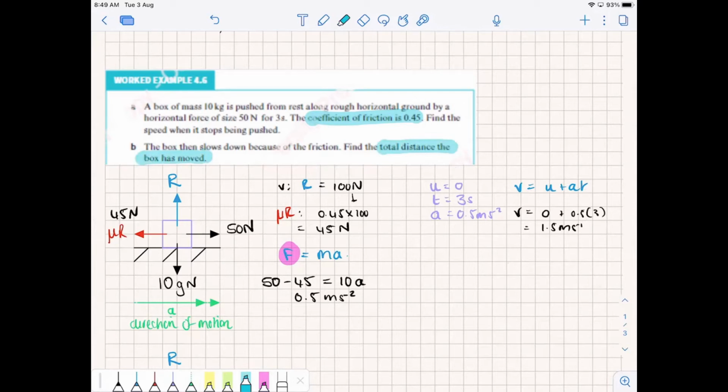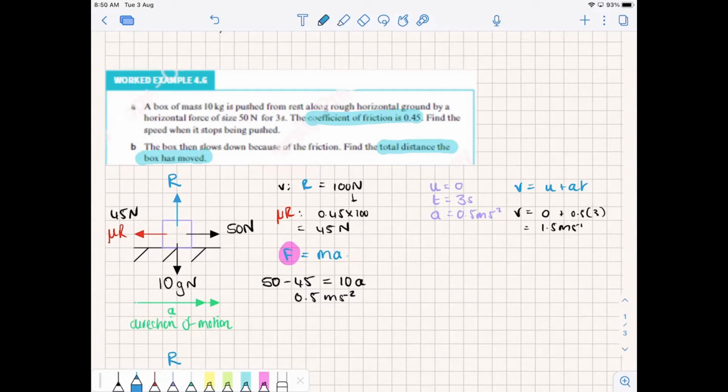The total distance, okay? So now you need to think to yourself, there are 2 stages to this problem. There's this first 3 seconds where I was pushing the box, and then there's also going to be stage 2 from the momentum the box had up until it stops because of friction. The friction is going to make the box stop.